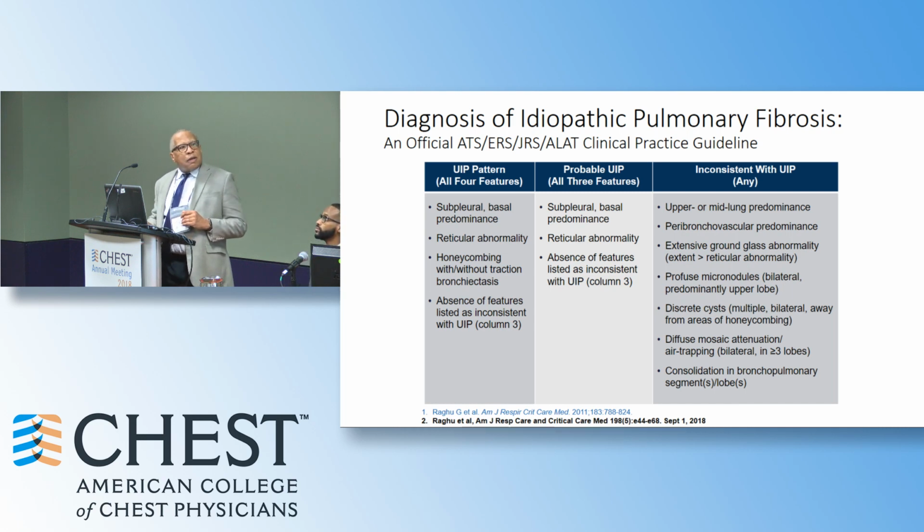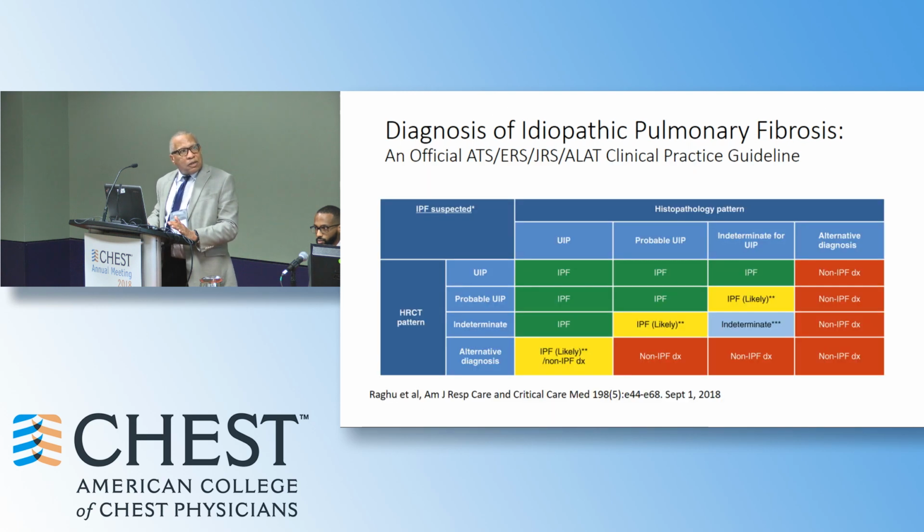But there are patterns on CT scan that are thought to be inconsistent with UIP, although it doesn't exclude the diagnosis, and I'll point this out as we talk a little bit more about the criteria. Upper or mid-lobe predominance, peribronchovascular predominance, extensive ground glass abnormalities, profuse micronodules, discrete cysts, diffuse mosaic attenuation, and consolidation in bronchopulmonary segments are thought to be inconsistent with the UIP diagnosis, at least radiographically. But the most recent criteria does combine these two features, and I guess I do have a pointer, don't I?